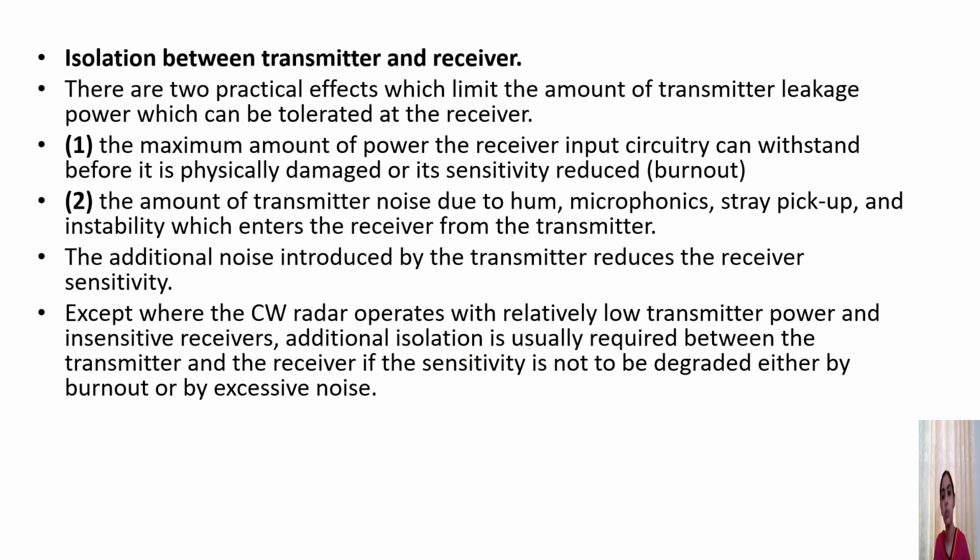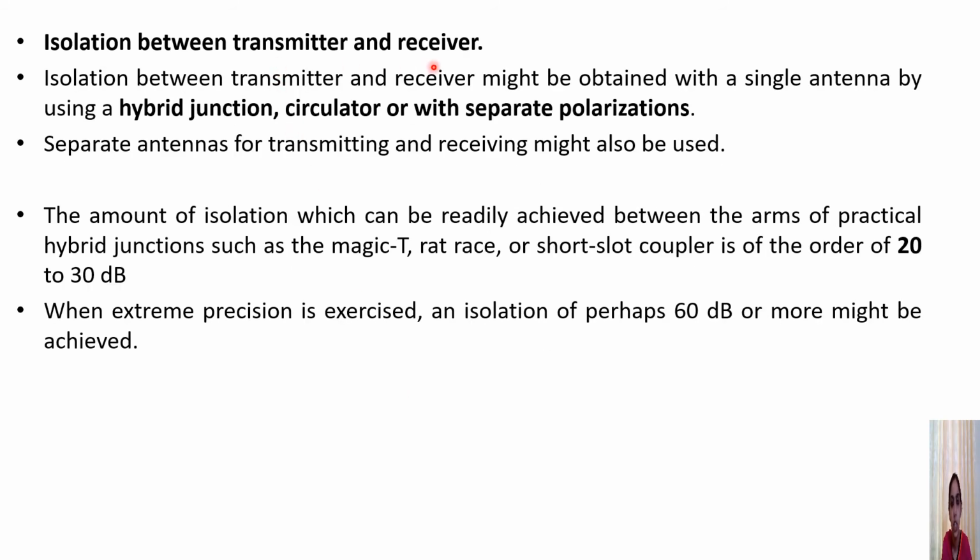Usually in most cases in microwave systems, we provide this additional isolation. It can be in the form of circulators, magic tees, etc. The isolation can be obtained with a single antenna with the help of a hybrid T-junction, a circulator, or by using separate polarization for transmission and reception. Also separate antennas are another case, but here we are speaking about why we use a single antenna. We have already seen these components: magic T, rat race, circulator.